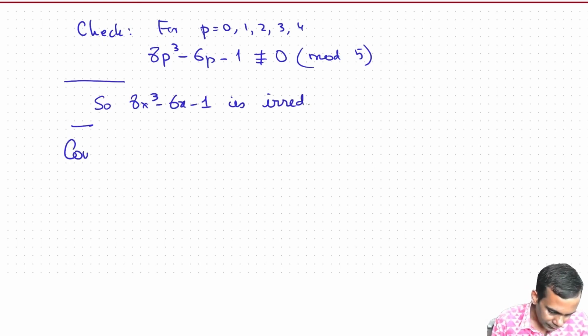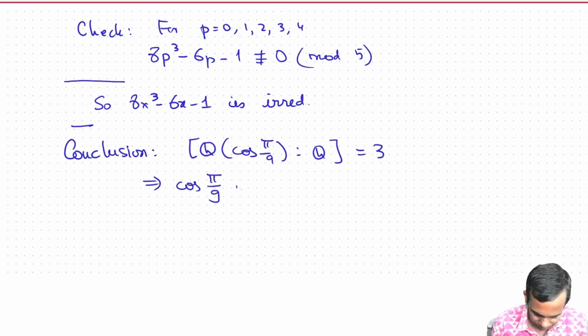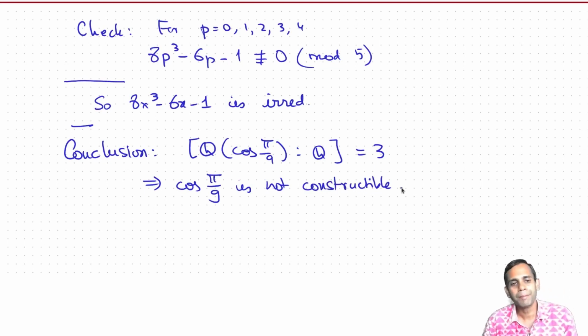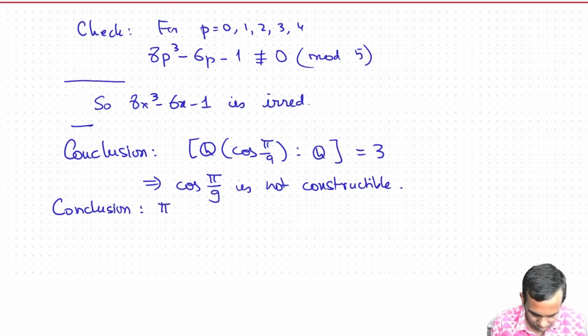So the conclusion is that the degree of cos pi by 9 over Q is 3, which implies that cos pi by 9 is not constructible, because 3 is not a power of 2. And this actually implies that not every angle can be trisected, because the angle pi by 3 cannot be trisected.